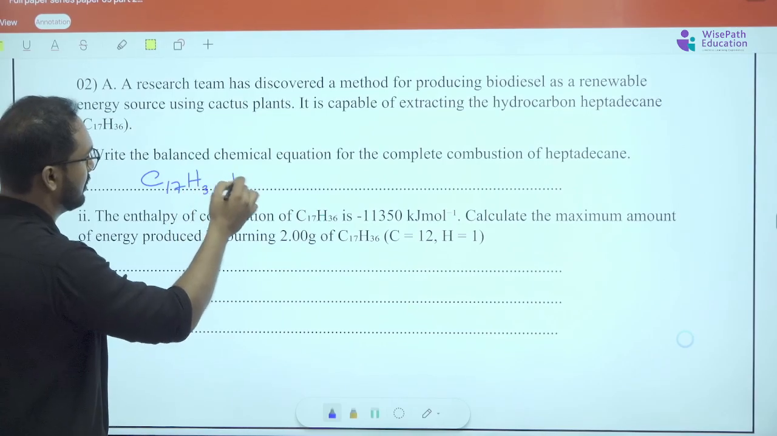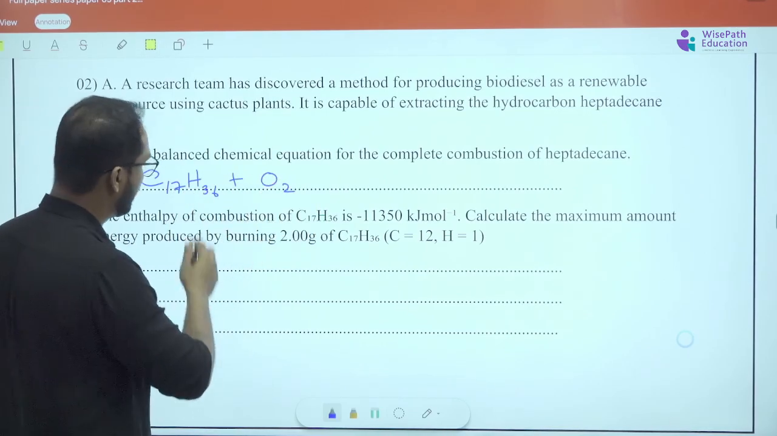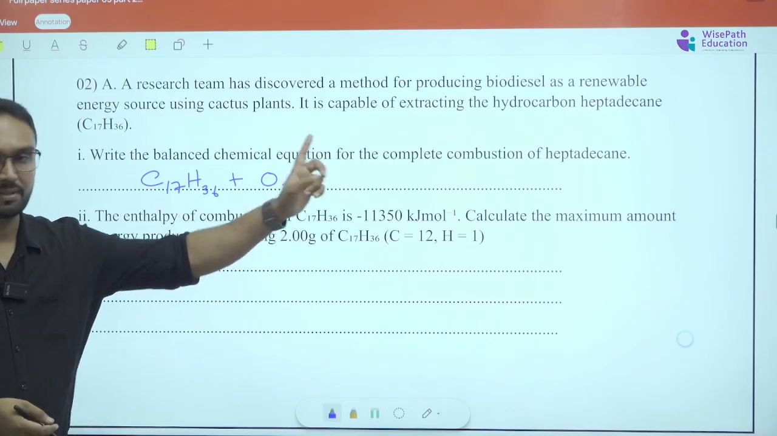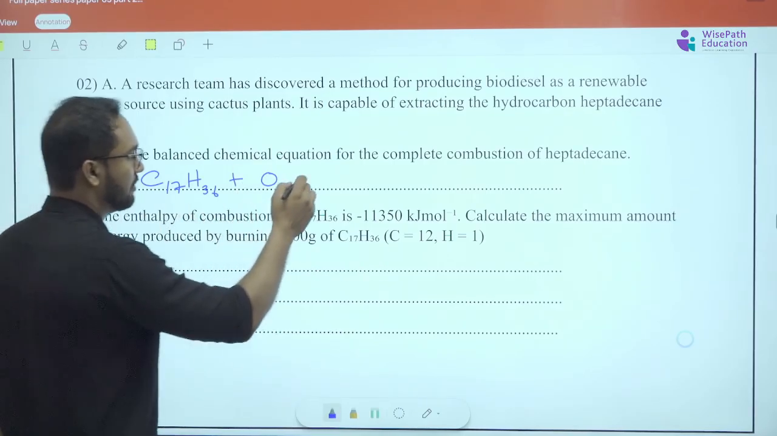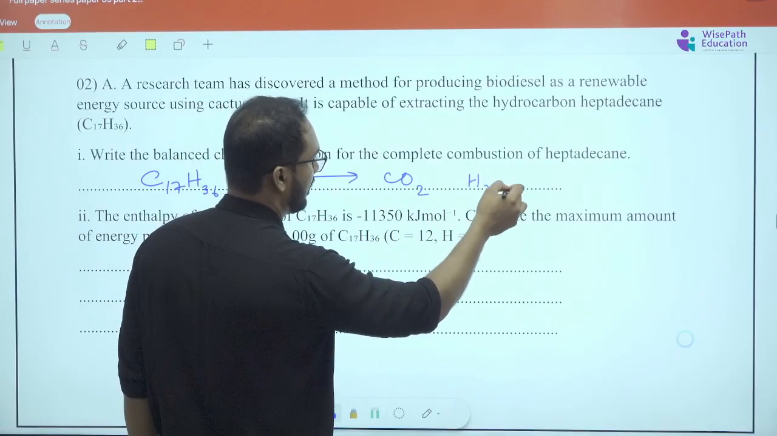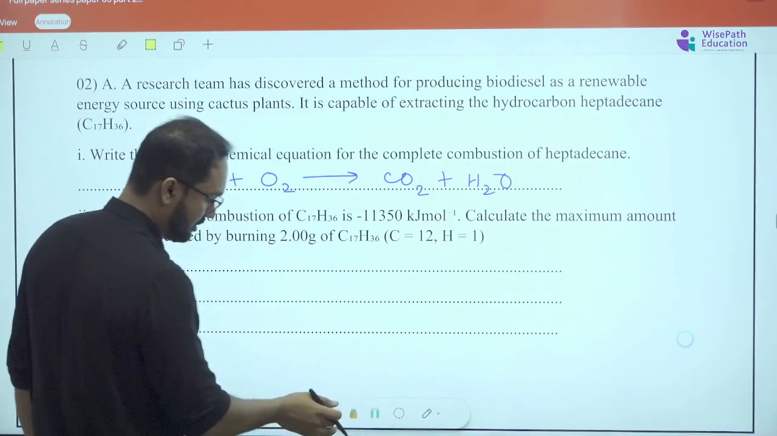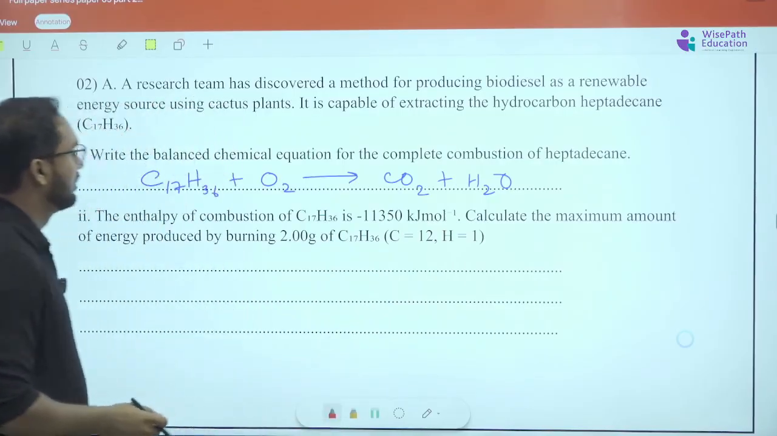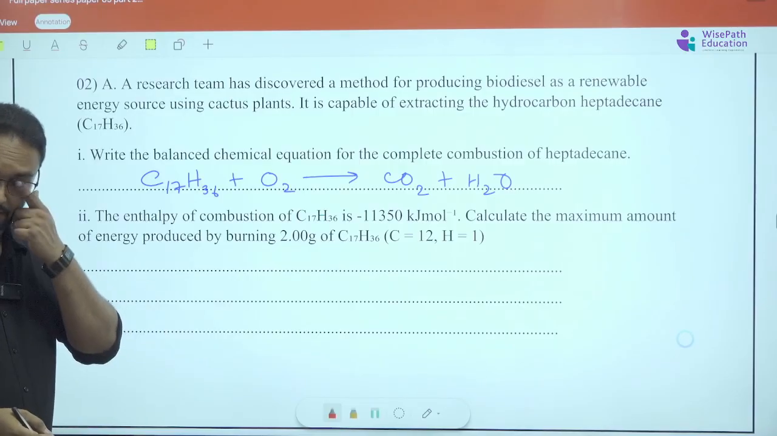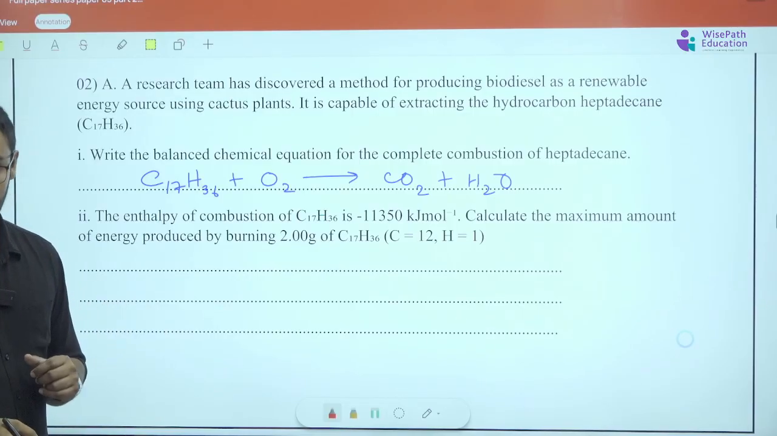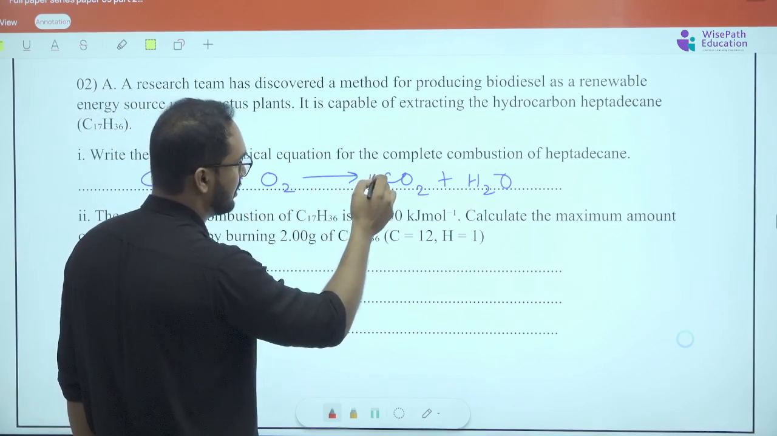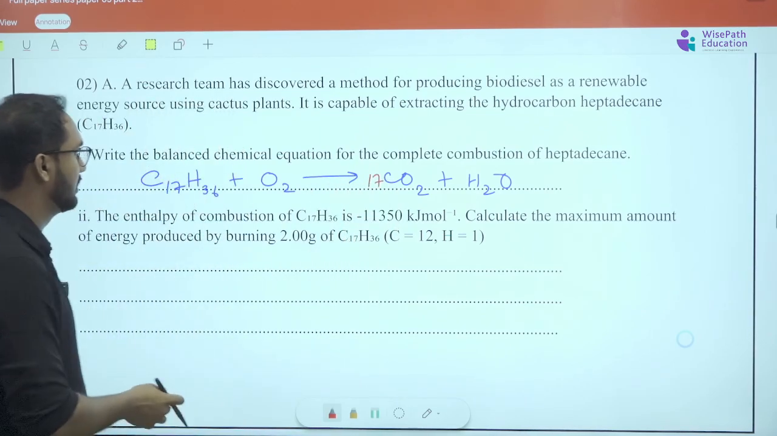C17H36 plus O2. Now it reacts. The first thing you have to know is it reacts with oxygen and produces carbon dioxide and water, right? CO2 and H2O. And the next thing, you have to balance it, right? So how do you balance it? You first balance the carbon. How many carbons are there? 17. Right, so again 17.